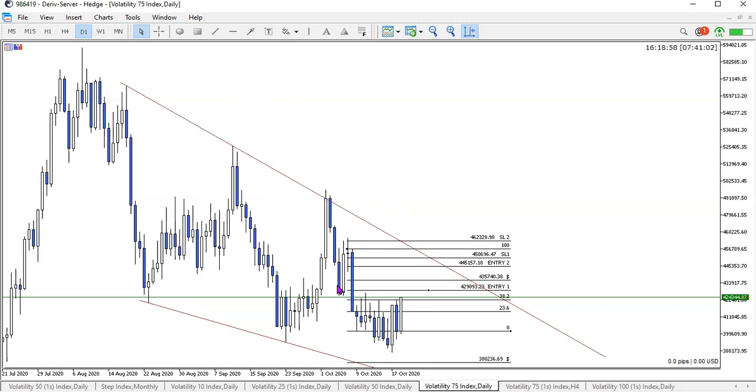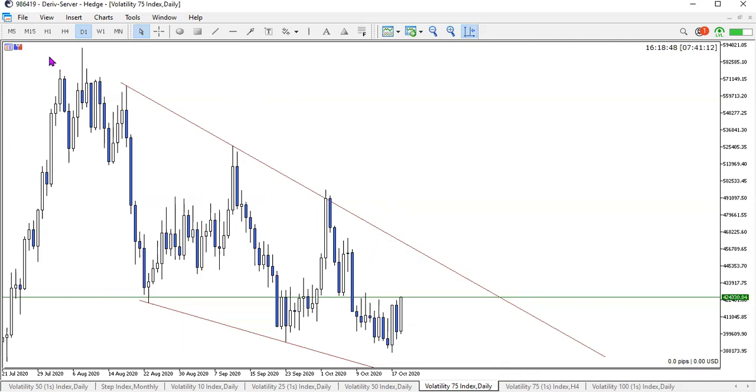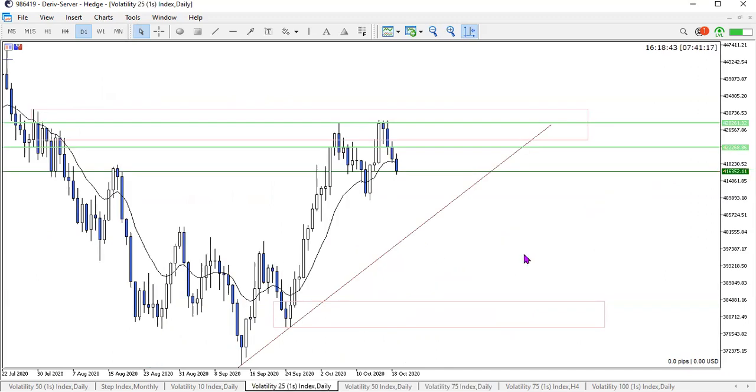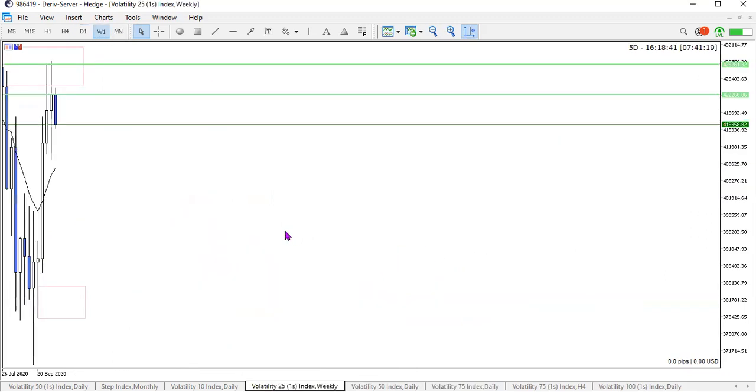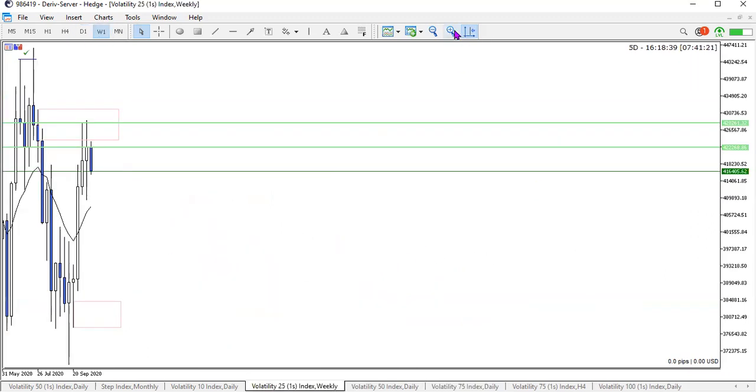But perhaps we will get a bit of a bounce on the 50%, which is down here, pushing price back down into the money zone before we see the buys coming back up, right? So that is basically my outlook on Volatility 75. Let's move over to 25-1S, which is an exciting new chart that I would like to share with you guys.